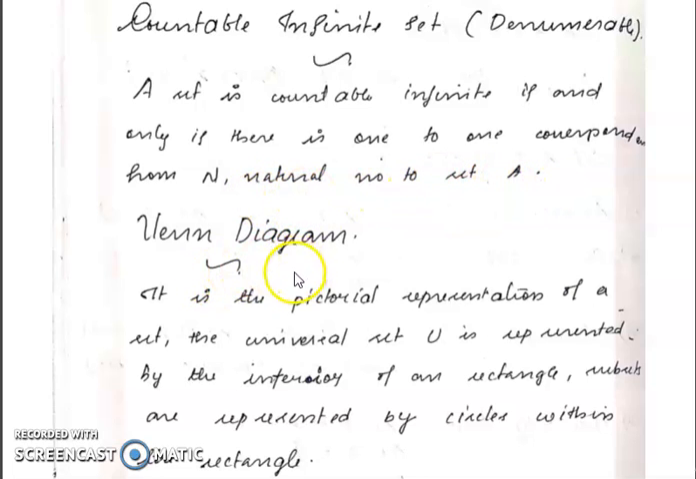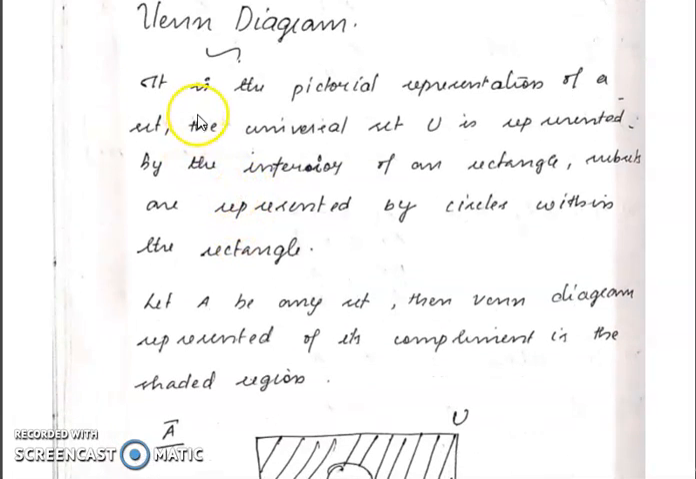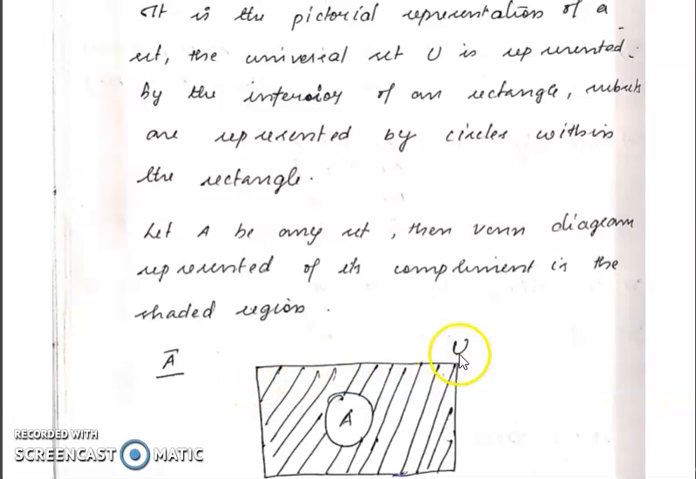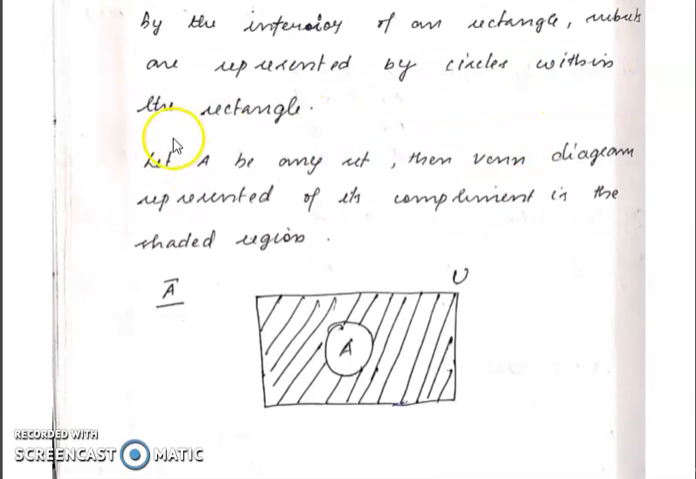Then Venn diagram. You would have learned this earlier. It is the pictorial representation of a set. The universal set U is represented by the interior of a rectangle. Subsets are represented by circles within the rectangle. So the universal set is a rectangle, and subsets are inside it, represented by circles.